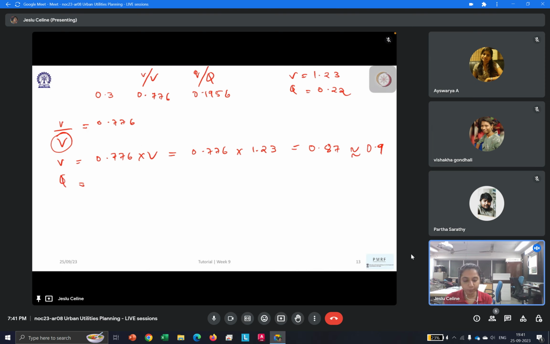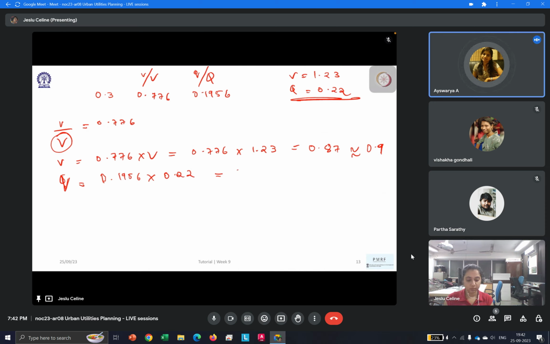And Q will be now 0.1956 into, this is a small q which you're interested to find, sorry, into this one 0.22. How much does that work out to? 0.043 something. Yeah, it's good you're approximating. So because it's 3, you can even say it's 0.04.